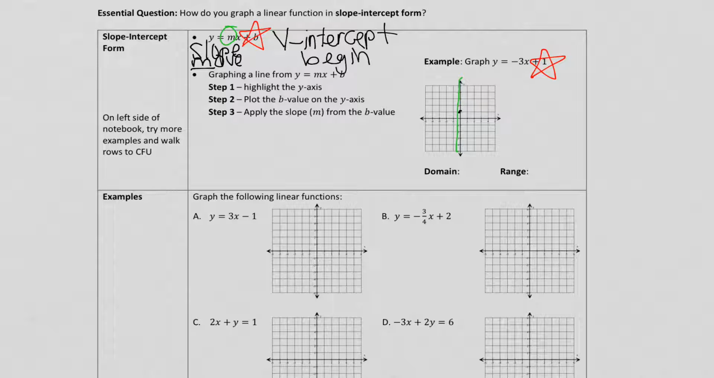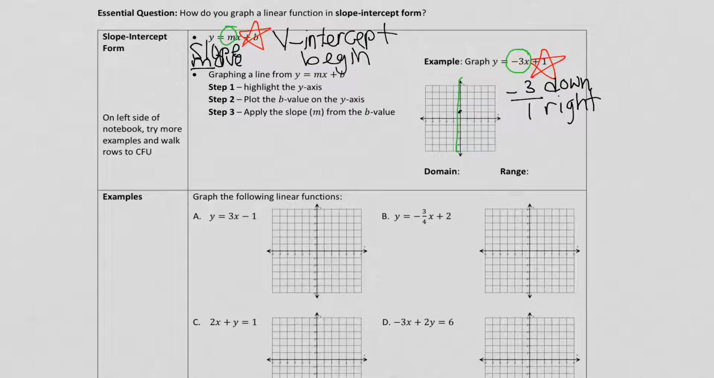Next, you're going to apply slope, which is your m value, from the b value. So my slope is a green circle, which is -3. And that's going to tell me -3 over 1. We always want to make it a fraction. So when it's a negative number, you're going to move down. When it's a positive, we go up. The bottom number tells you if we go left or right. If it's a positive number, you're going to go to the right. If it's a negative number, we're going to the left.